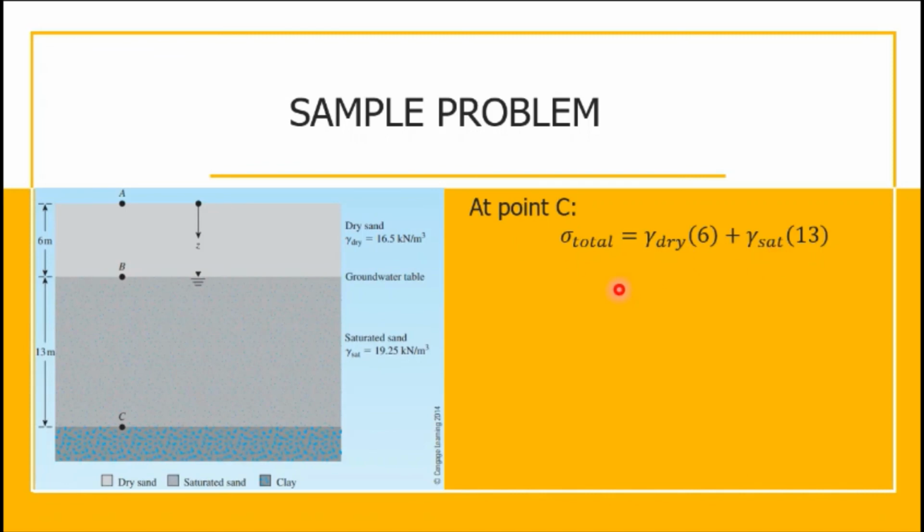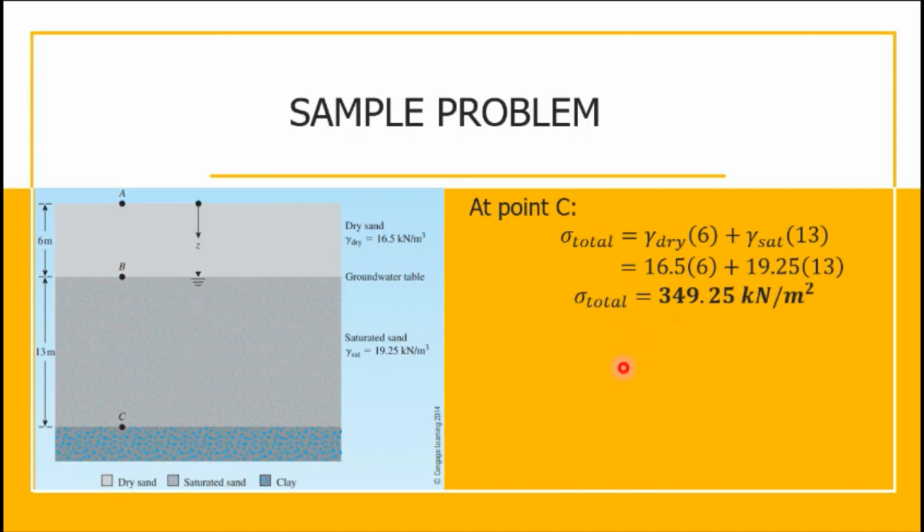So, the total stress is equal to 16.5 times 6 plus 19.25 times 13. Therefore, the total stress is equal to 349.25 kilonewton per square meter, or kPa.